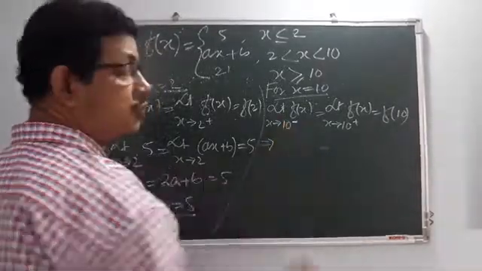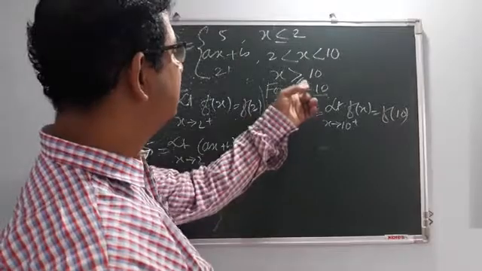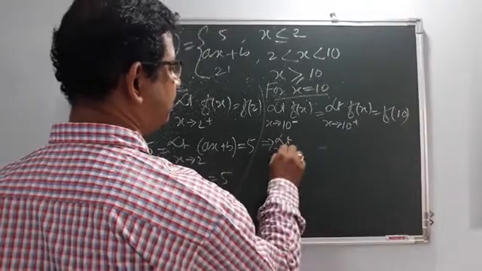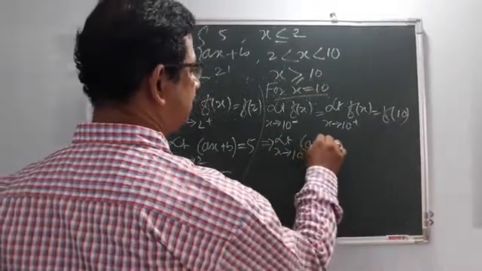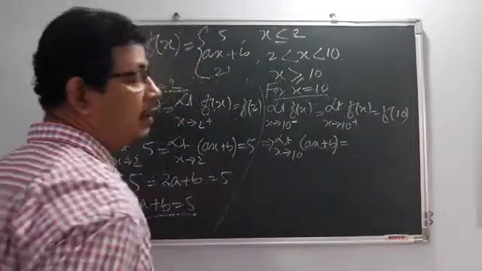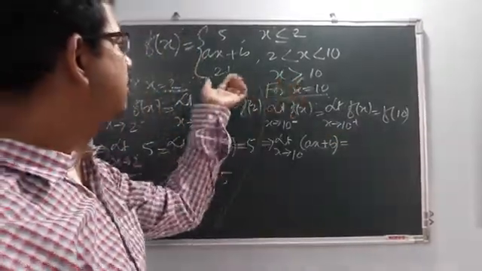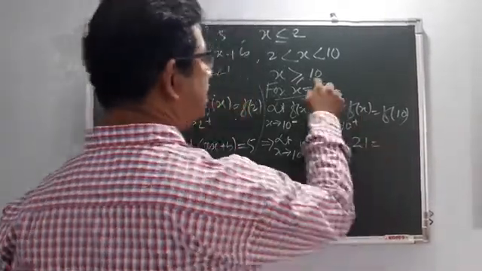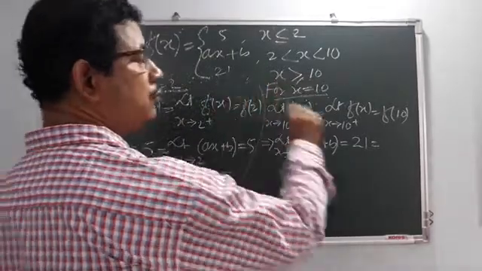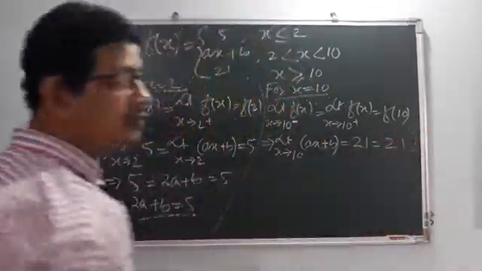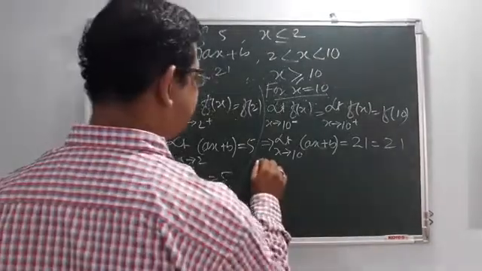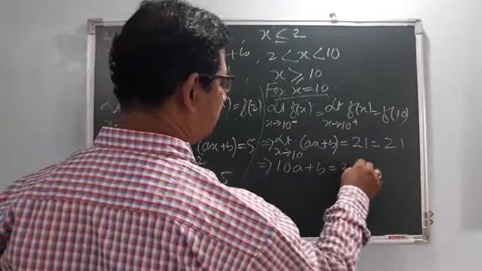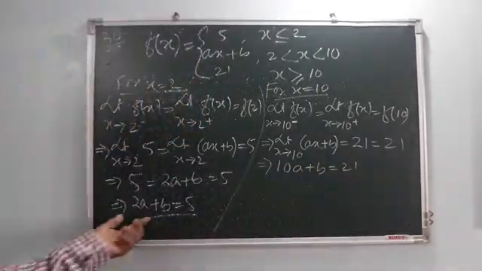x tends to 10 minus means a little bit less than 10. Less than 10, it is what? This one you will consider, and here it is ax plus b. 10 plus means greater than 10, it is what? 21. I am directly writing it is 21. What about x greater than or equal to 10? Then also it is 21. So in both cases it is 21. So what we get if you take the limit? 10a plus b is equal to 21. This is our second equation.